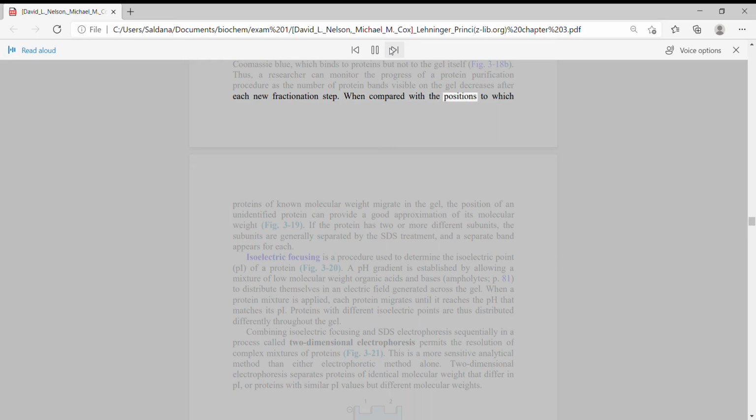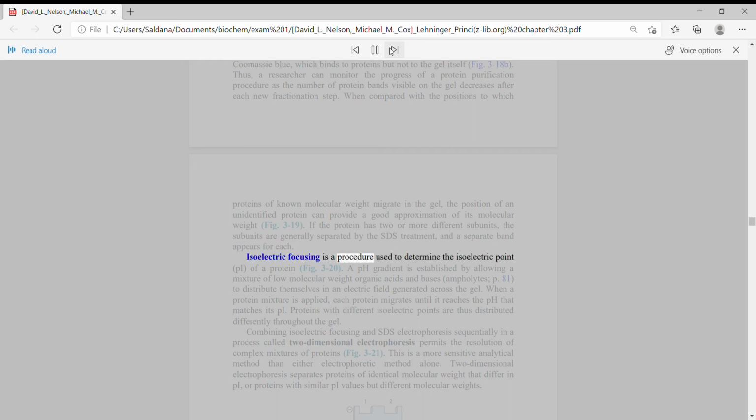When compared with the positions to which proteins of known molecular weight migrate in the gel, the position of an unidentified protein can provide a good approximation of its molecular weight, Fig. 3-19. If the protein has two or more different subunits, the subunits are generally separated by the SDS treatment and a separate band appears for each.